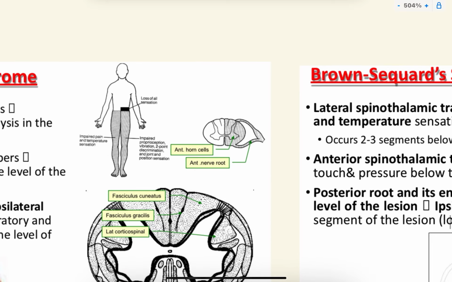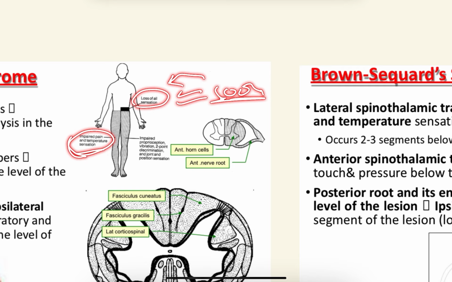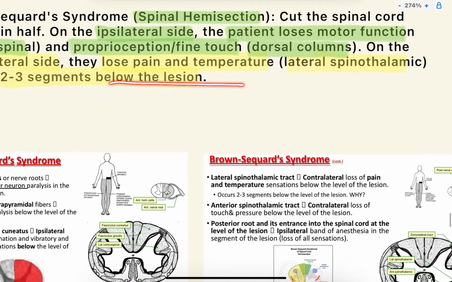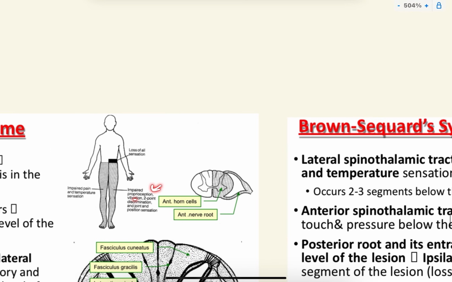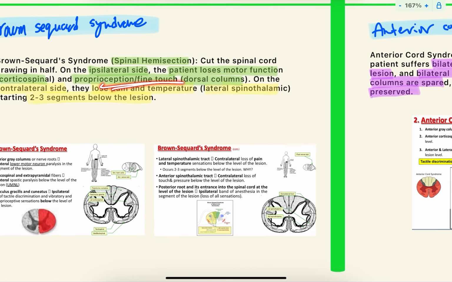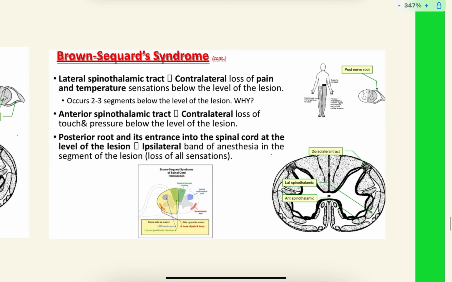So we could look at this picture. Loss of all sensation is present 100% here. Impaired pain and temperature, we said where is this? This is contralaterally, right? So contralaterally. And then impaired proprioception or vibration, discrimination or joint position, we said it's what? It's ipsilaterally. Okay?